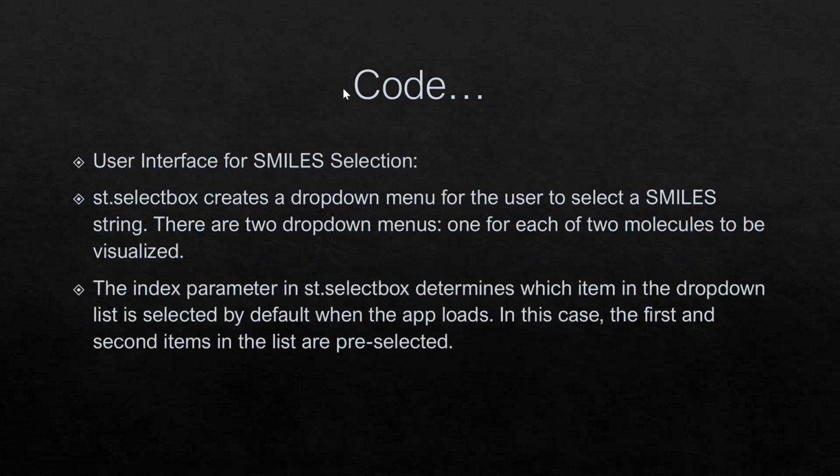Okay. Now the user interface: we have a select box, which creates a drop down menu for users to select a molecule string. There are two drop downs because we are showing examples for two different SMILES inputs. The index parameter determines which item in the drop down list is selected by default when the app loads. In this case, the first and the second items in the list are preloaded. That is, the examples that you choose would be the first and the second one.